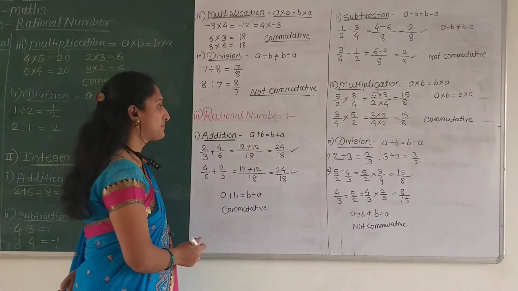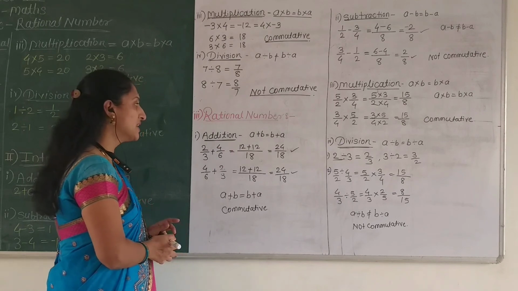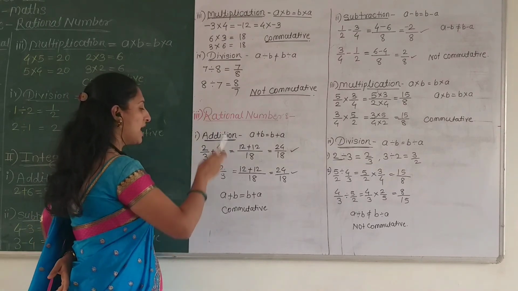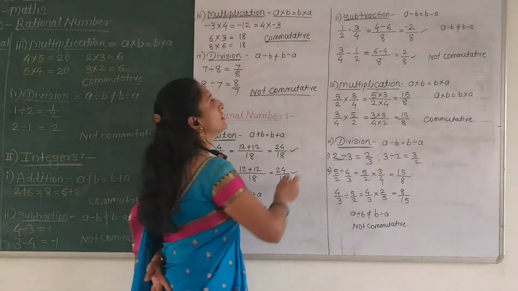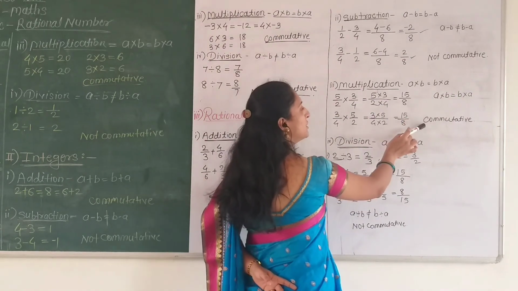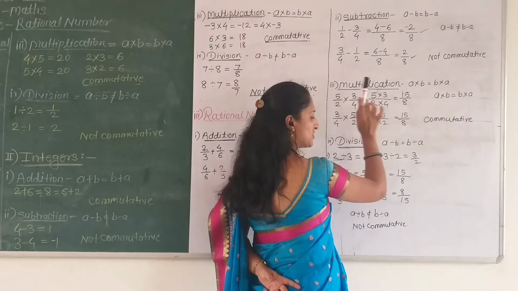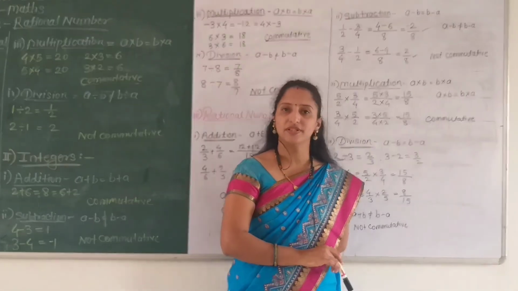So here we learn the commutative property for rational numbers. Rational numbers are commutative under the operation addition. They are not commutative under the operation subtraction. They are commutative for multiplication, and they are not commutative with respect to division.